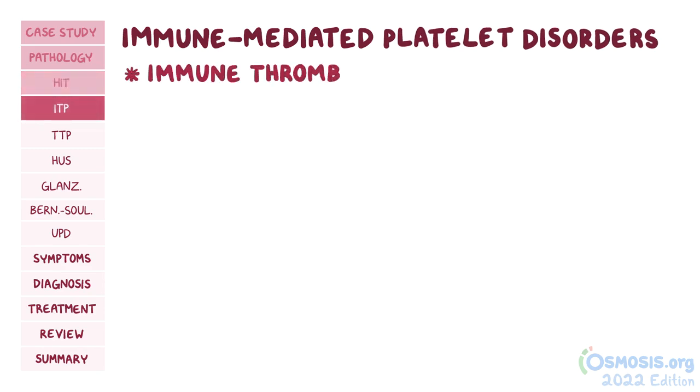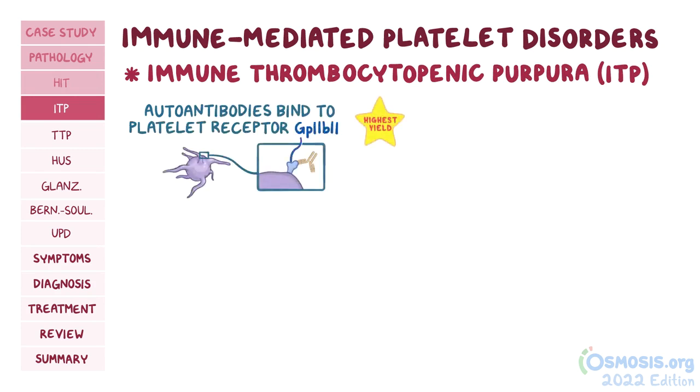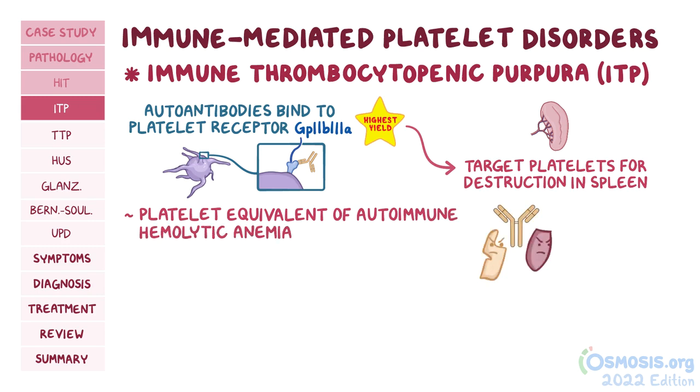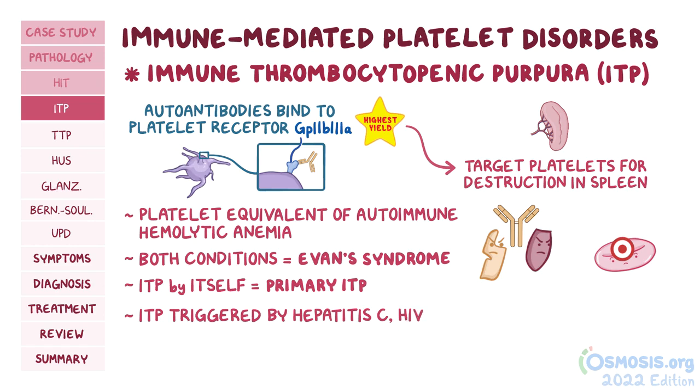Alright, next we have immune thrombocytopenic purpura, or ITP. ITP is caused by autoantibodies that bind to the platelet receptor GP2B3A and targets platelets for destruction in the spleen. It's like the platelet equivalent of autoimmune hemolytic anemia, where antibodies and complement are directed against red blood cells, targeting them for destruction. In fact, some patients develop both conditions together, and that's called Evans syndrome. When ITP happens by itself, it's called primary ITP. When it's triggered by another condition like hepatitis C, HIV, or lupus, it's called secondary ITP.